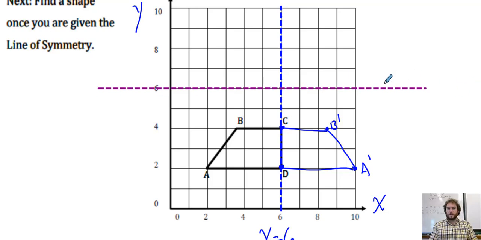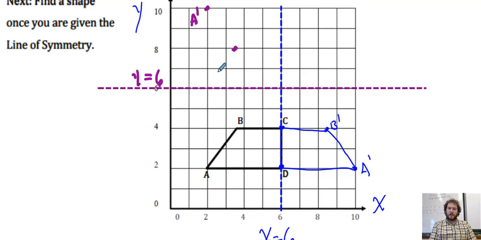Now this one, because it's a horizontal line that passes through my y-axis at 6, we would say that this is y equals 6. And again, what we're going to do is find the vertical distances that this line is from each of my points. So again, point A is 1, 2, 3, 4 down, so its reflection will be 1, 2, 3, 4 up. Point B, I guess, is 1, 2 down, so point B's reflection will be 1, 2 up.